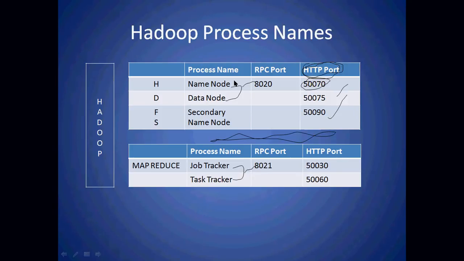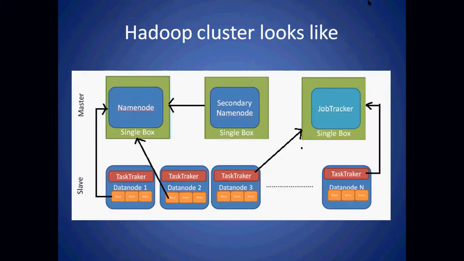Now, what are the name node, data node, and secondary name node? You see this figure. This is a typical layout of a Hadoop cluster. Typically, a cluster looks like this. Is everyone seeing this now?